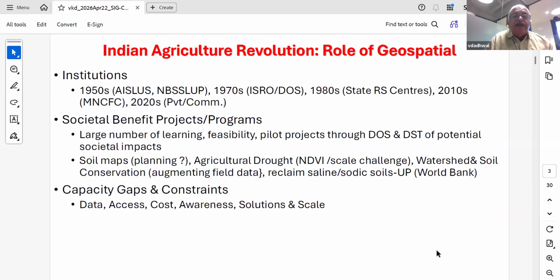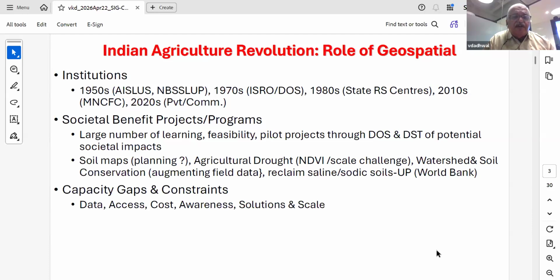As far as the Indian agriculture and geospatial is concerned, the AIS list and NBSS were established in the 50s. ISRO was established in the 70s. In the 1980s, the State Remote Sensing Centres came. Then came the Mahalanobis Centre for Crop Forecasting. And now there are many private entities. A large number of programs are done.